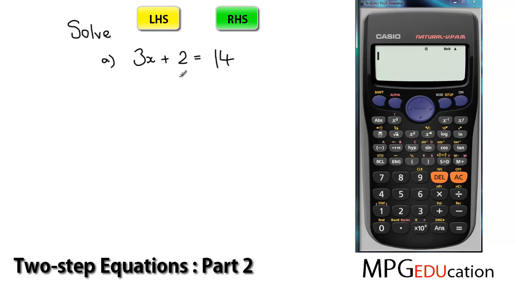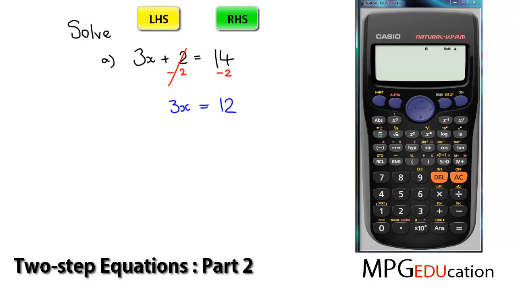The first step is to get rid of this 2. To get rid of a positive 2 or plus 2 here, we do the opposite of that, which is to subtract 2. And to ensure balance, we make sure we subtract 2 from the right-hand side as well. Now you can see here, positive 2 take away 2 cancels, and we're left with 3x on the left-hand side, equals, and on the right-hand side here, 14 take away 2 is 12. So 3x equals 12, 3 lots of x equals 12.